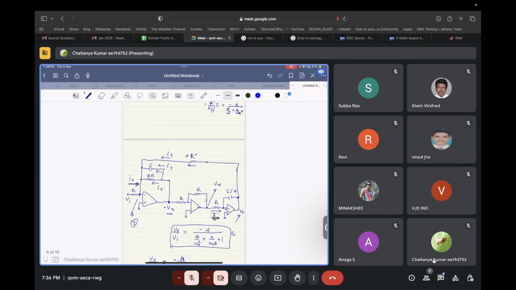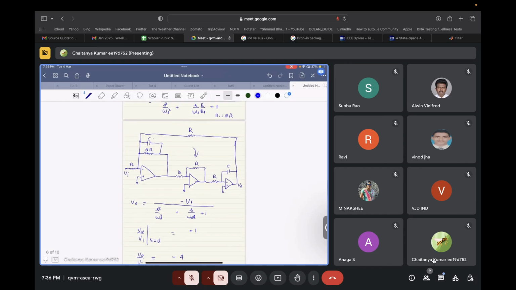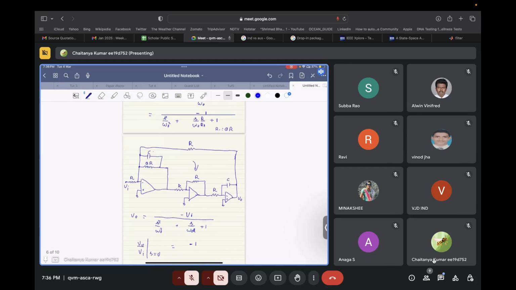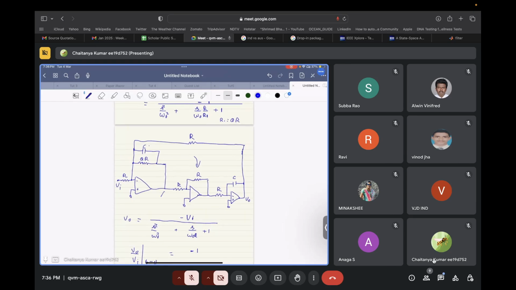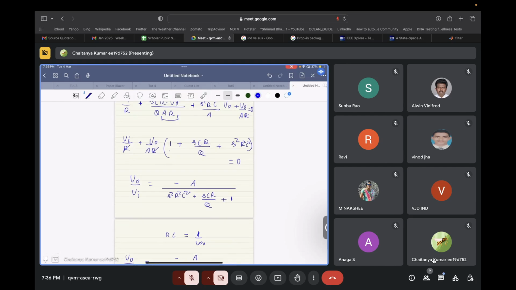Now, let's try to see whether this Vx node is still whatever was there previously. So what was our Vx node previously? In this case, if V naught is equal to minus 1 by the second order denominator, this node will be minus SRC divided by S square by omega naught square plus S by omega naught Q plus 1. Okay. So let's see the same transfer function we have over here also.